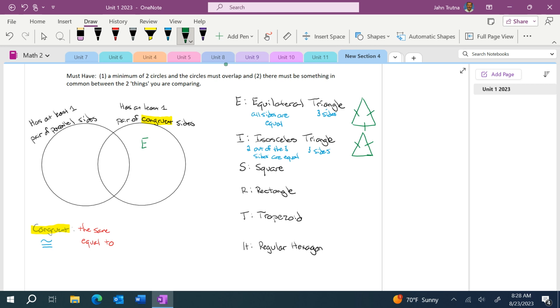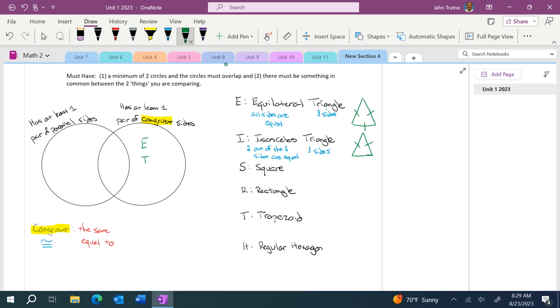Okay, yes or no? Does isosceles triangle have at least one pair of parallel sides? That's no. There's no parallel sides. Does it have at least one pair of congruent sides? The answer is yes. We have a pair of congruent sides.